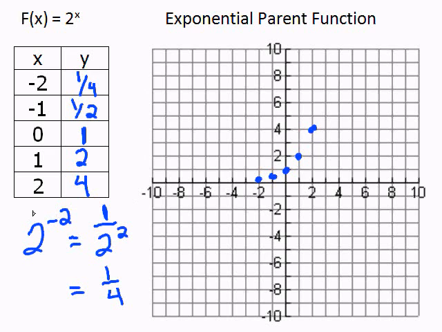If we kept on going, 2 to the 3rd would be 8, so 3, 8. 2 to the -3rd would be 1/8, which is even closer to the axis. And you should start seeing a pattern. From left to right, it starts increasing very quickly.